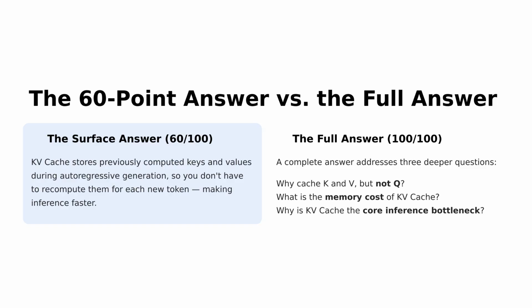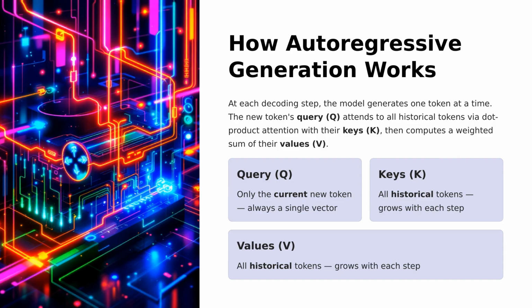Let's get started. In this slide, we examine the difference between a superficial and a comprehensive answer regarding KVcache and autoregressive generation. The surface answer highlights that KVcache stores keys and values to enhance inference speed. However, the full answer digs deeper, addressing why we cache keys and values but not queries, the memory implications of KVcache, and why it's a central bottleneck in inference. Understanding these aspects provides a more complete picture.